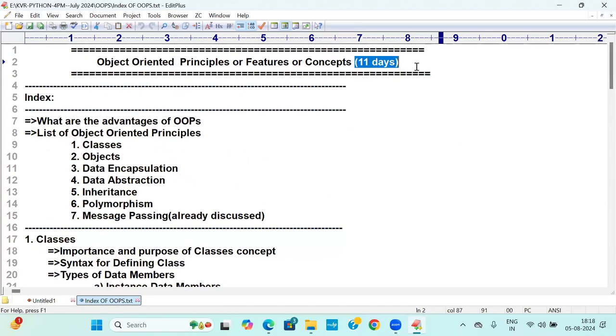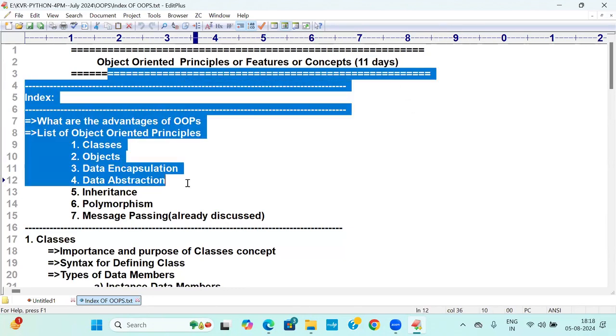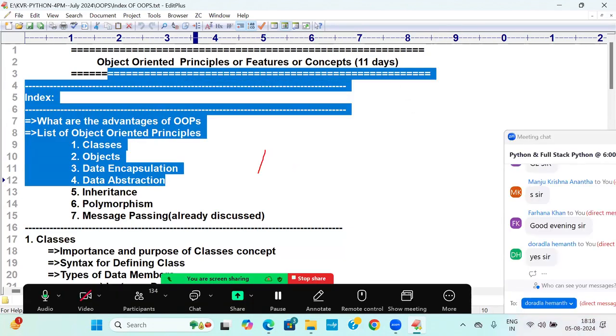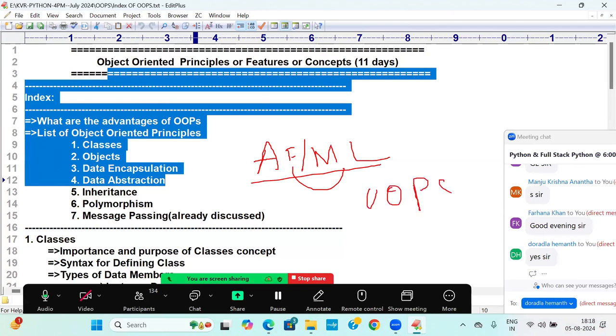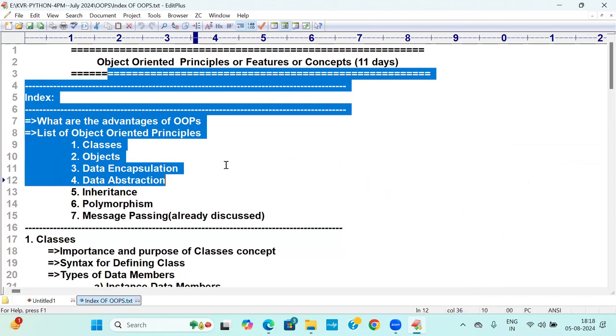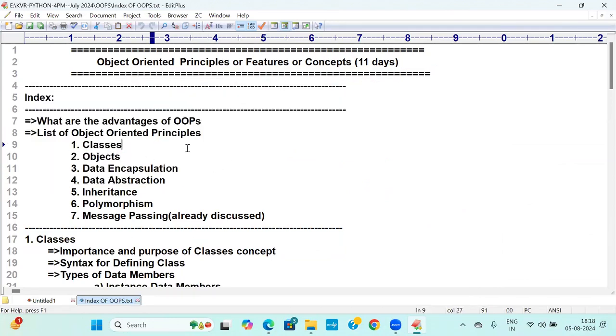If you go to Google and open two static web pages, OOPS is over. But in my class, OOPS is very important when you go to AIML. When you go to AIML, every application will be designed using OOPS. Why OOPS is important, I'll give you in the present class, and I'll start with the importance of class also. Shall we start?